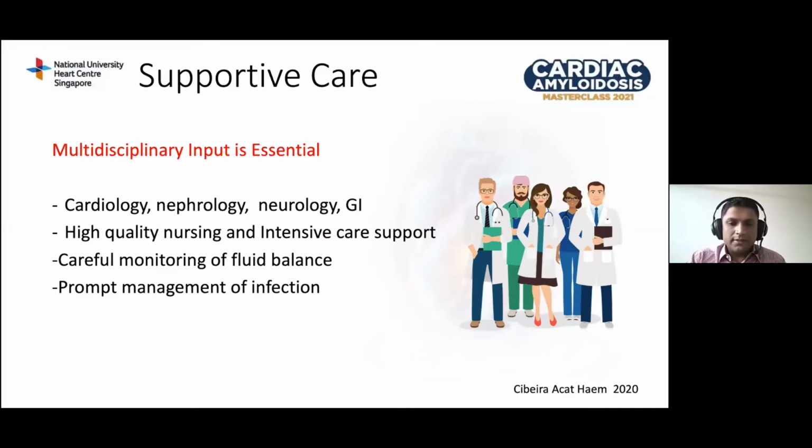So one thing that's sometimes overlooked is how important supportive care is in the treatment of this disease. And the meeting we're having today is a multidisciplinary meeting, and that's a reflection of how light chain amyloid should be treated. So we need input from all these different specialists. And we can't forget nursing and intensive care support, monitoring of fluid balance, orthostatic hypotension, prompt treatment of infection, and treatment-related complications are all critical aspects that should not be overlooked.